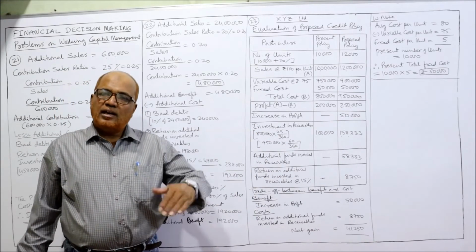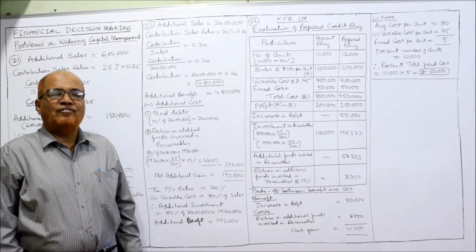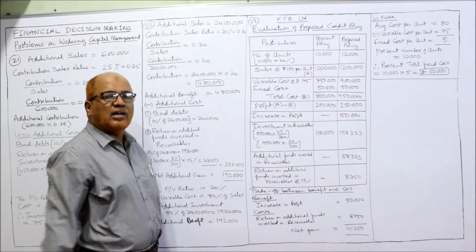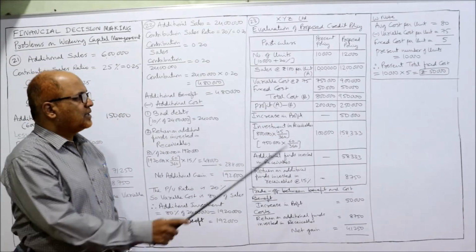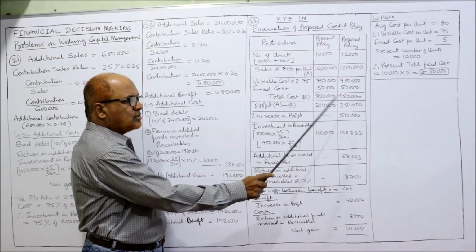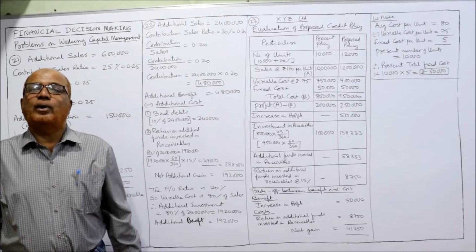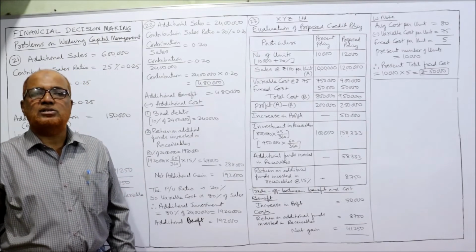How much is the increase in profit? From 2 lakh to 2 lakh 50,000, 50,000 rupees is the increment in profit. So the increase in profit is 50,000. That is the benefit we are going to get from the new policy.